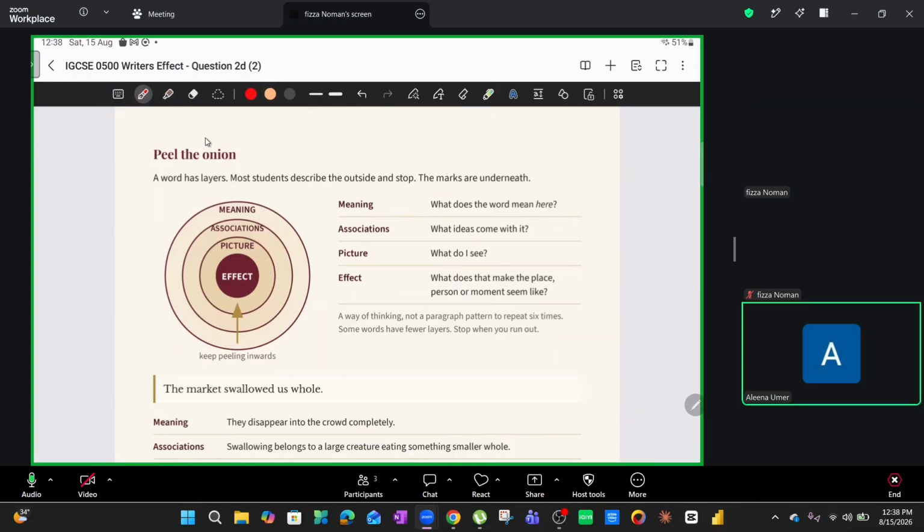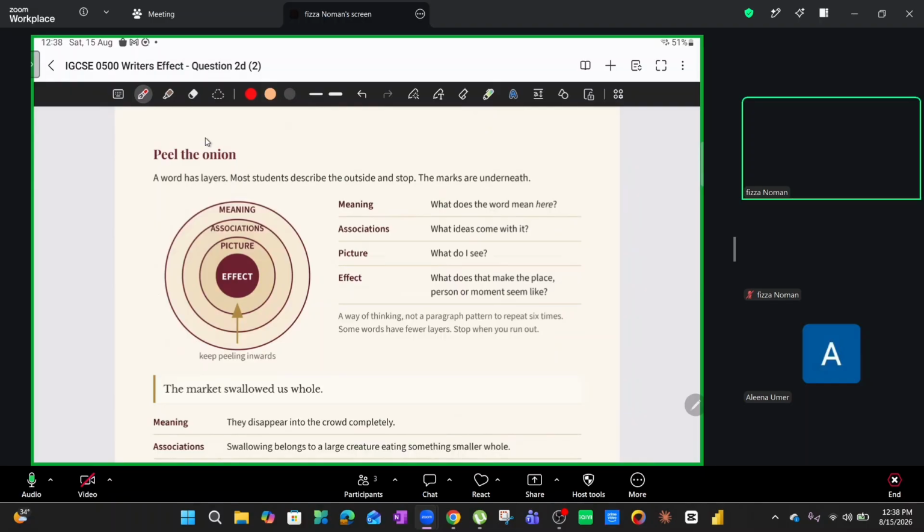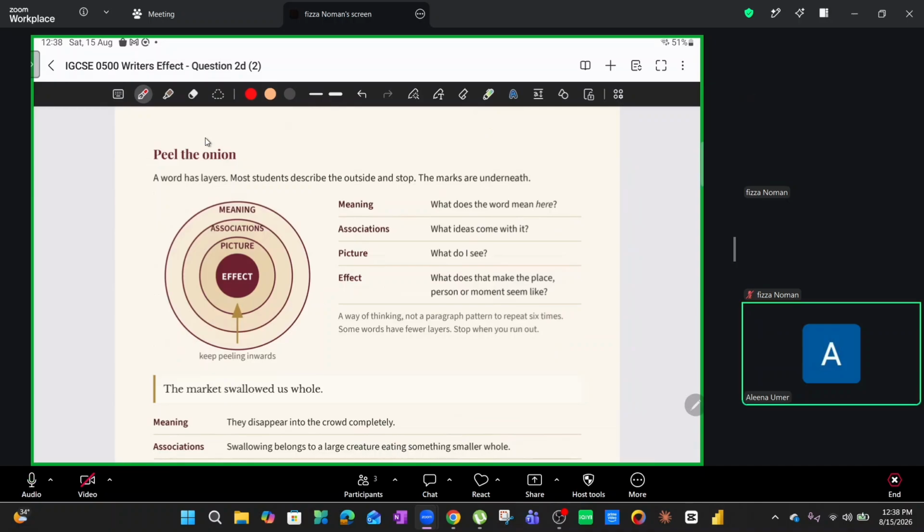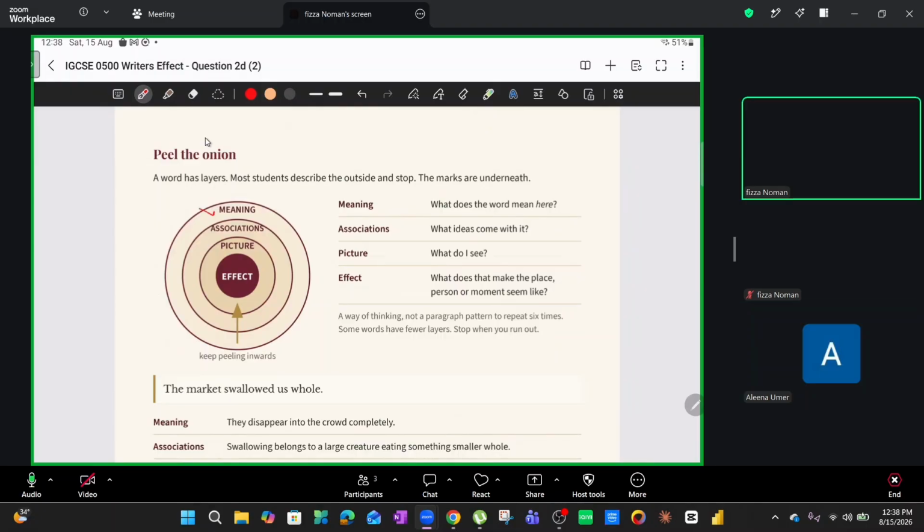Very much like the Earth's crust. Earth की कितनी सारी layers होती हैं? ऐसा ही है ना? We probably started this in science a while back, yes? Yeah. The crust, the mantle, and पता नहीं क्या क्या. Isn't that the case? Yes. So in this case, beta, this is the first layer, which is meaning. Then we have associations. Then we have the picture it creates, and then lastly we have the effect.